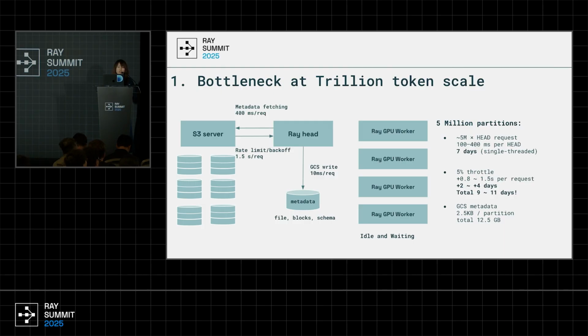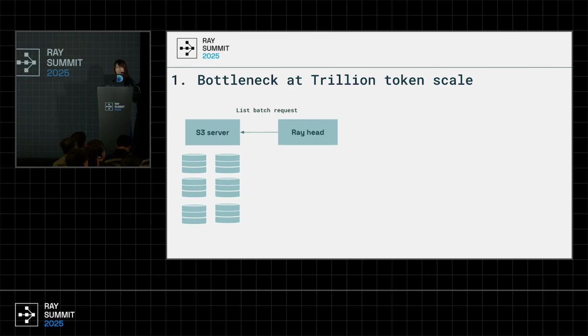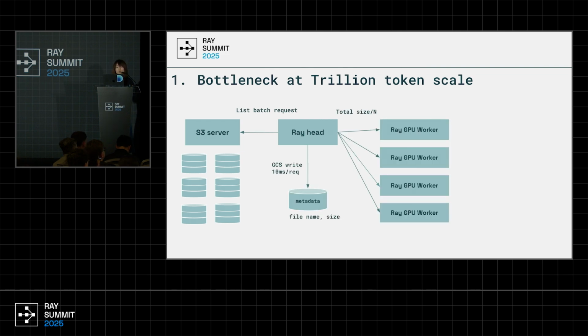So we go back to our first principle and ask ourselves, what's the minimum metadata we need to distribute the workload? So it turns out we can do it this way. We still have a lot of partitions stored in S3, and Ray just lists all of the file partitions, and then writes to the metadata only the file name and the size. And each worker can get an equal load as total file size divided by number of workers. So this is very manageable.